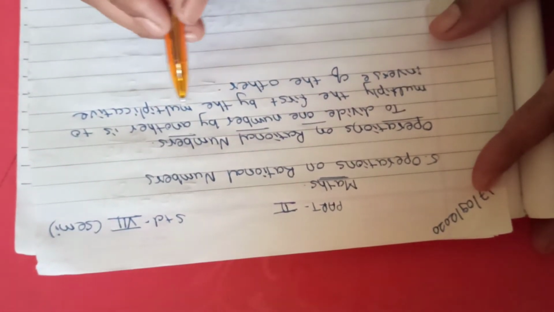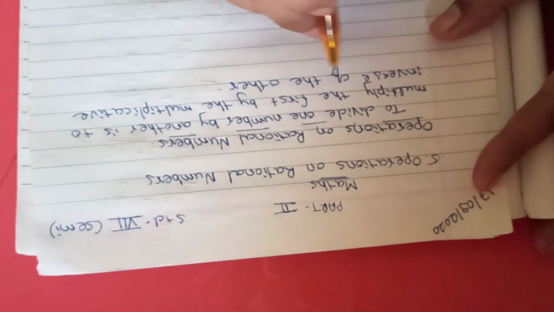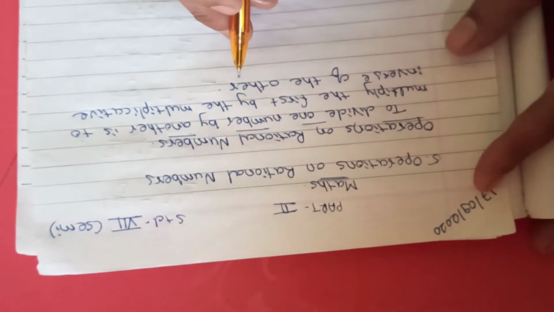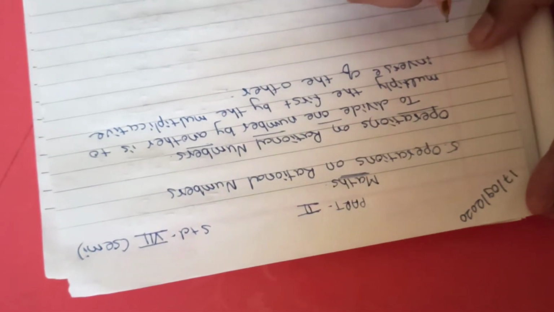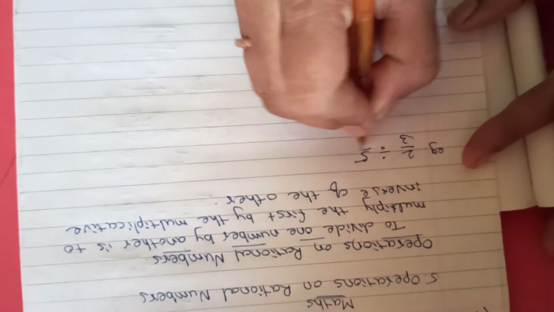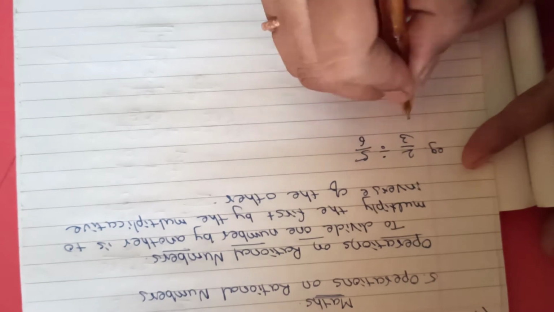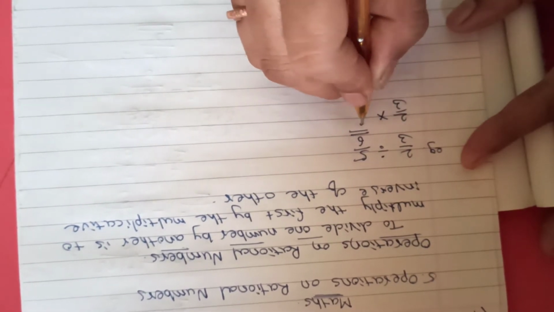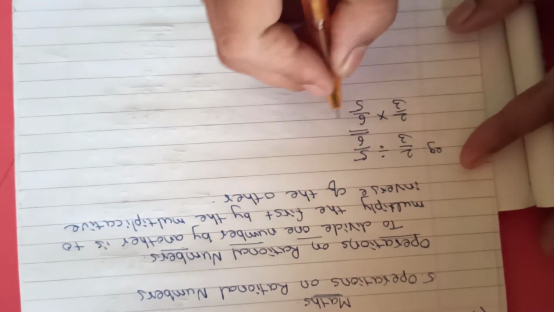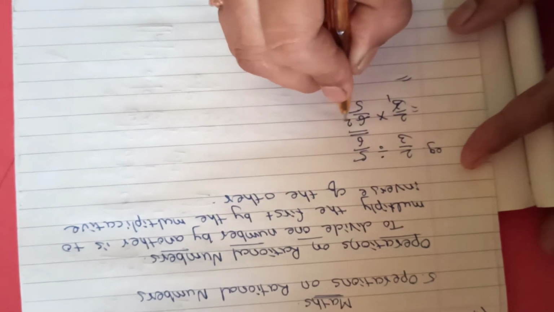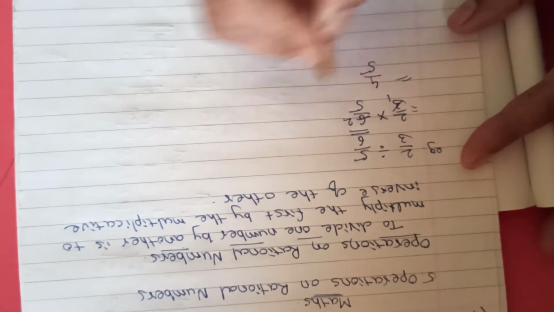To divide one number by another number is to multiply the first by the multiplicative inverse of the other. So when we are dividing numbers, for example 2 upon 3 divided by 5 upon 6, what do we do? 2 upon 3 multiplied by the inverse of this, that is 6 upon 5. So here you will have 3 1s are 3, 3 2s are 6, that is 4 upon 5.